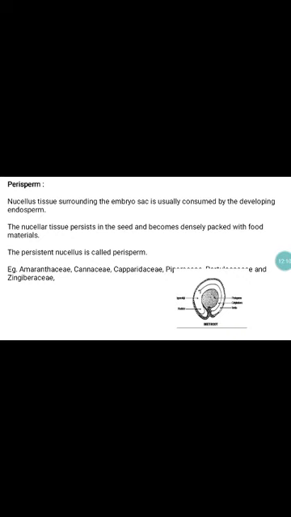Then apart from that, in some seeds, if you remove the outer covering, you can see on the inner side some powdery masses, white-colored powdery masses. This is a perisperm. A very good example of a seed having a perisperm is the pepper seed. These seeds belong to the families Amaranthaceae, Cannaceae, Cabombaceae, Piperaceae and Zingiberaceae. The powdery masses you can see on the inner side are actually the perisperm. The perisperm is developed from the nucellus tissues.